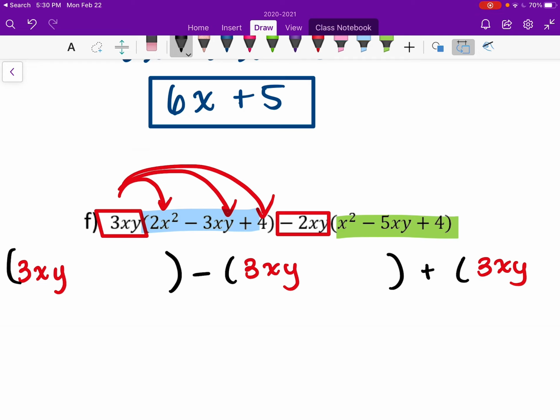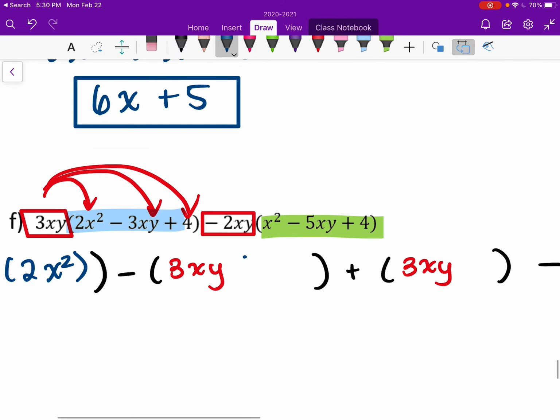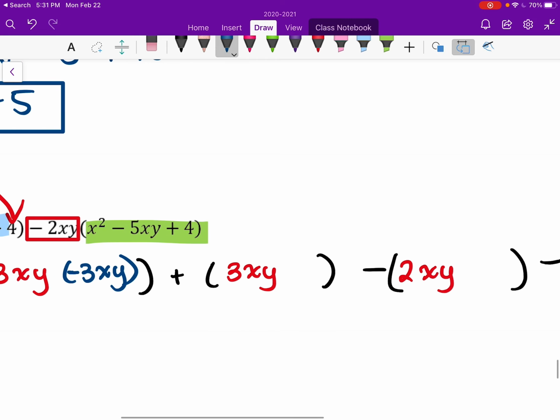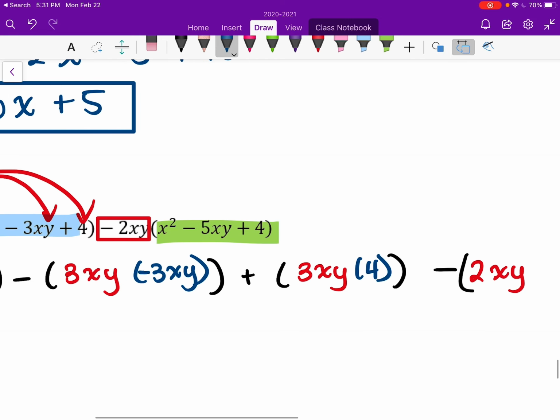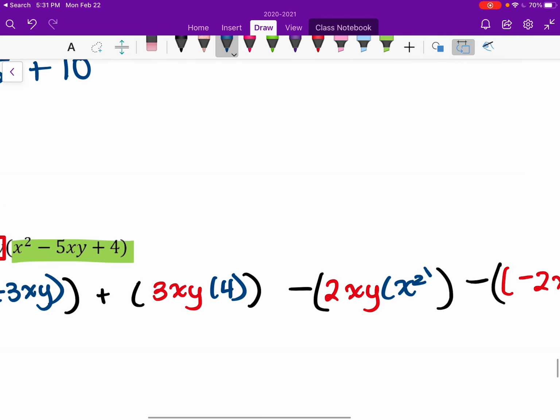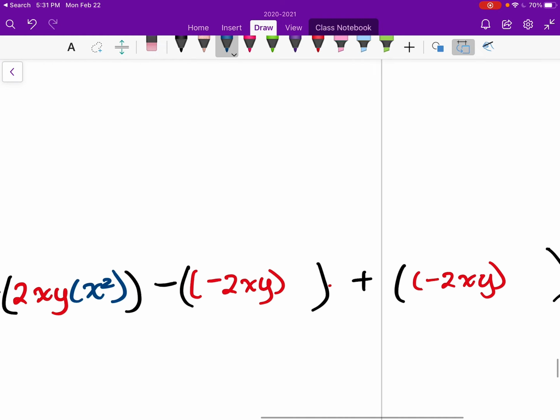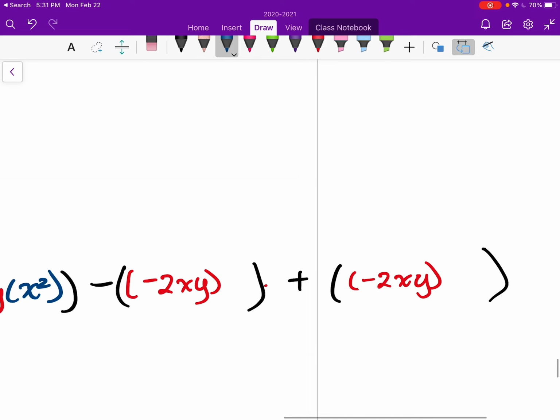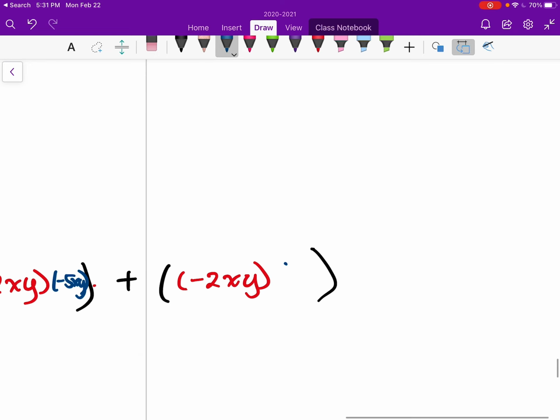So let's go put in our terms. So we have negative 3xy, and then we're going to be multiplying it by 2x squared. Right? Negative 3xy times negative 3xy. Right? So it's positive 3xy times negative 3xy, right? And then we have 3xy times 4. So negative 2xy now times x squared. Then we have negative 2xy times negative 5xy. Right? And then we have negative 2x squared times positive 4.